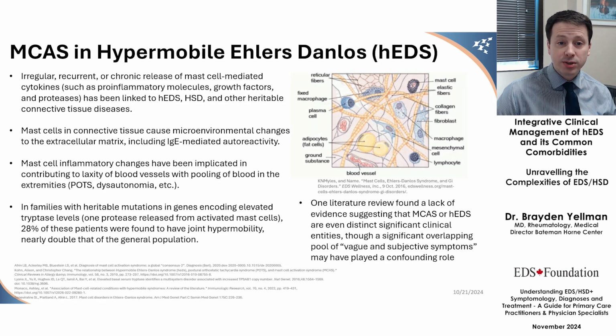Mast cells in connective tissues cause microenvironmental changes to the extracellular matrix, including IgE mediated autoreactivity. Mast cell inflammatory changes have been implicated in contributing to laxity of blood vessels with pooling of blood in the extremities, again, related to things like orthostatic intolerance. In families with heritable mutations in genes encoding elevated tryptase, which happens in mast cell, 28% of those patients were also found to have joint hypermobility, which is nearly double that of the general population. So is there something about mast cell that worsens or even contributes to some of these hypermobile conditions?